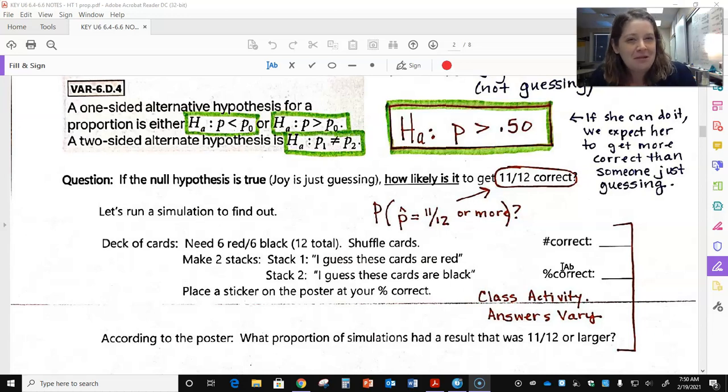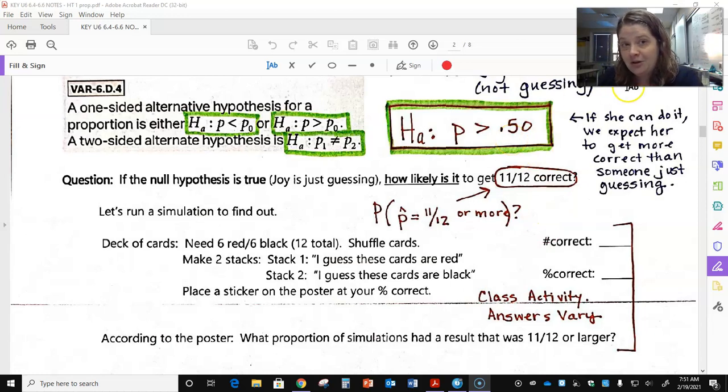Because I feel like I could probably get 7 out of 12 by guessing, or 8 out of 12, maybe even 10 out of 12. But she got 11, and she actually got 12. Could that just have happened by guessing? Does this convince us that she really can smell anything? So what we did in class is we ran a little simulation with this, and we did this with cards.